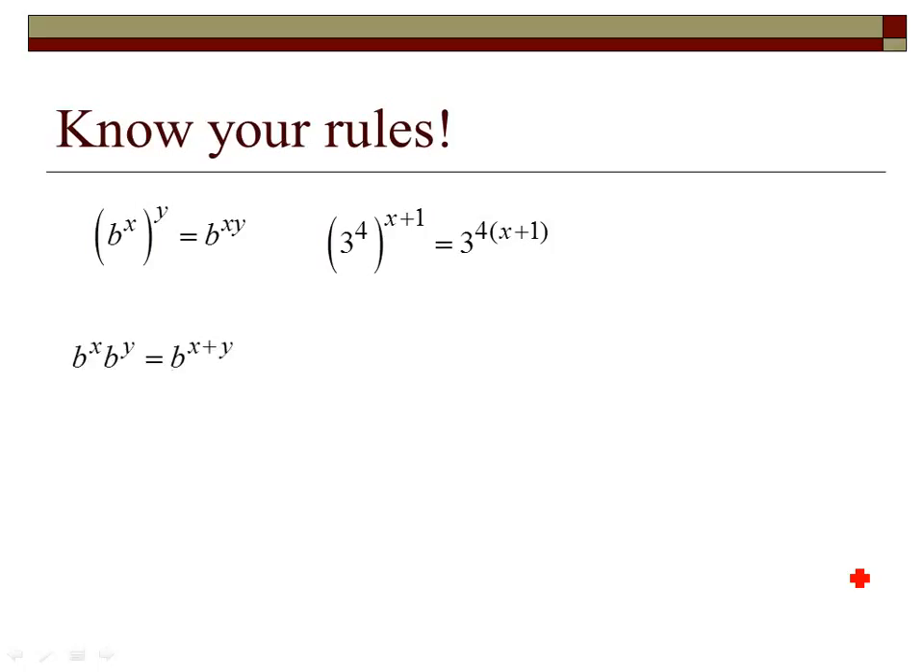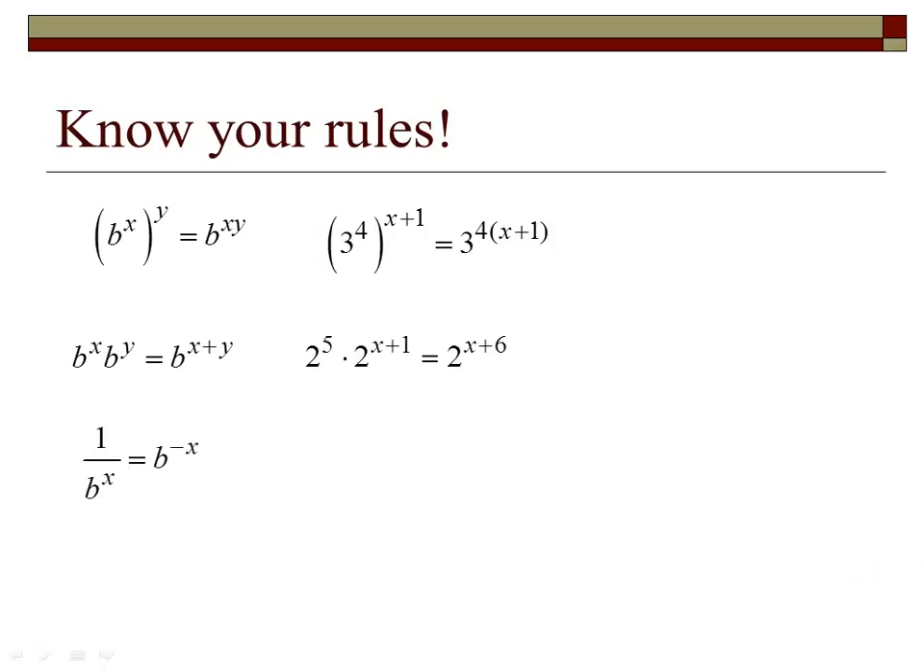Another one we'll be using, we have b to the x times b to the y. Now b to the x times b to the y, we add our exponents. So that's b to the x plus y. So you might have something like this, 2 to the 5th times 2 to the x plus 1, that becomes 2 to the x plus 6.